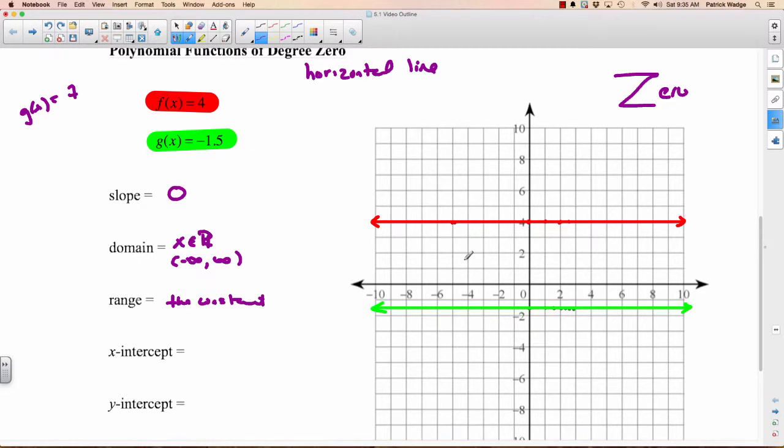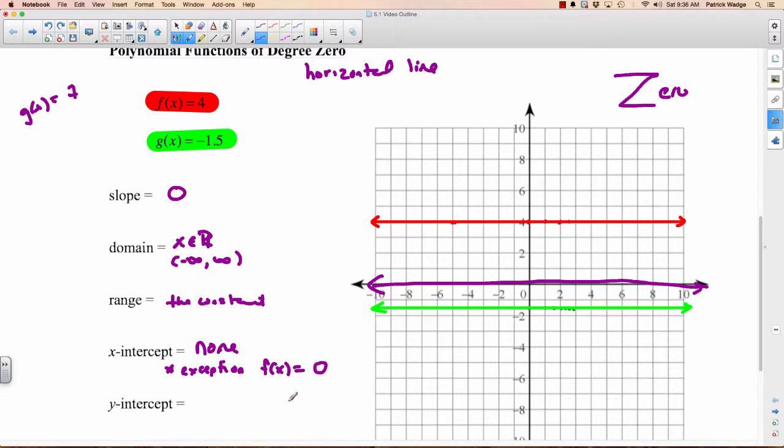X-intercept. Is there any x-intercept here? No. Is there any x-intercept here? No. So you'd say none, but there is an exception. When would there be an x-intercept? You'd have an x-intercept if you had something like f of x or y equals 0. Because if you had f of x equals 0, it would be right along here. What's the x-intercept? The x-intercept is all real numbers.